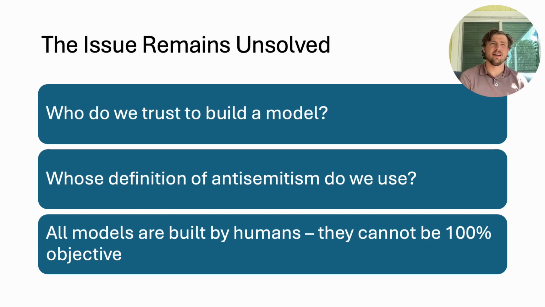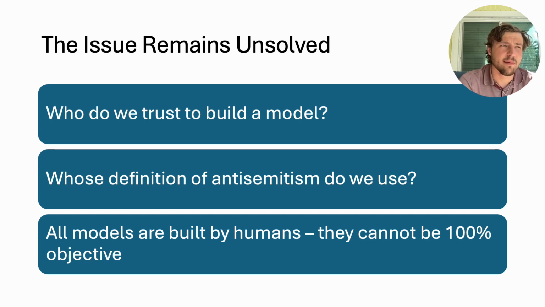Even though a deep learning network or a perceptron model might perform better at correctly identifying labeled anti-Semitic text versus non-anti-Semitic text, this doesn't begin to solve our problem of detecting anti-Semitism, because someone still has to build the model. Someone's definition of anti-Semitism is used. These are all human-built models. It doesn't matter whether or not the model performs better and is more accurate if we don't know which definition we're supposed to use for anti-Semitism, if we don't know which person we're supposed to trust.